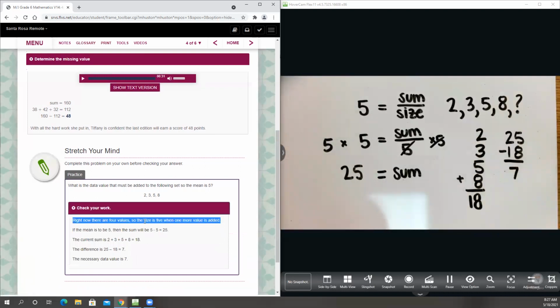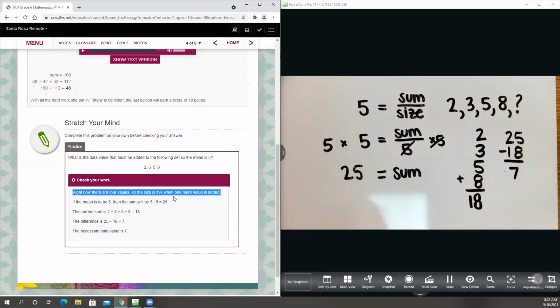So right now there are 4 values. So the size is 5 when one more value is added. If the mean is to be 5, then the sum will be 5 times 5. The current sum is 2 plus 3 plus 5 plus 8, which is 18. And then 25 minus 18 we got here with 7. So the necessary data value is 7.